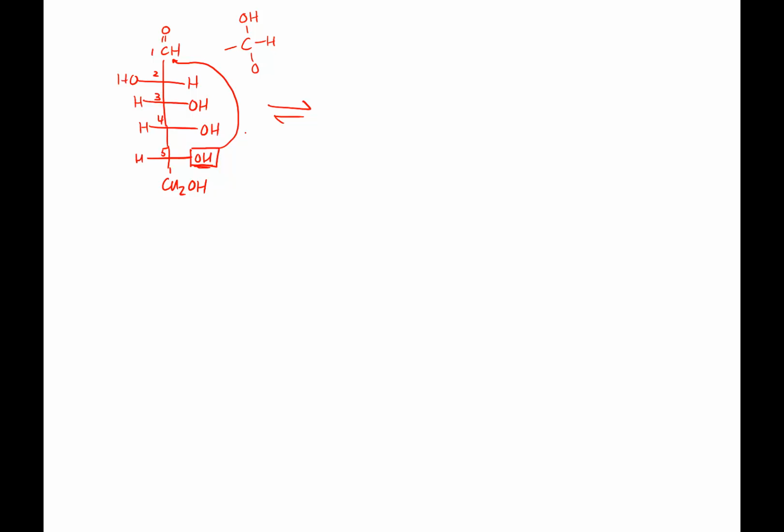What size ring am I making? Well, I've got 1, 2, 3, 4, 5, and then oxygen is atom number 6 of that ring. So what I'm going to end up forming is a 6-membered ring with the oxygen as number 6. So let's go 6, 5, 4, 3, 2, 1. Carbon 1 then has the OH and the H. So carbon 1 was the aldehyde. It is now a hemiacetal. Again, it's an acetal because it started out as an aldehyde.